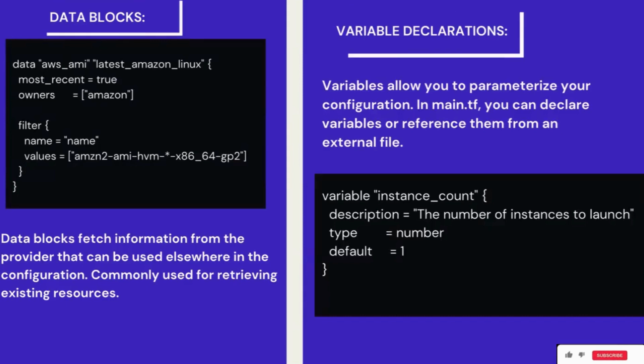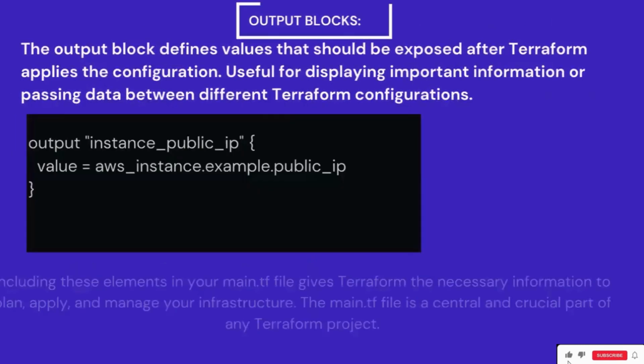So instance count can be used when you have the same type of machine and you want to deploy many of them. It will start creating a loop of those instances. Okay. Same with the output blocks.